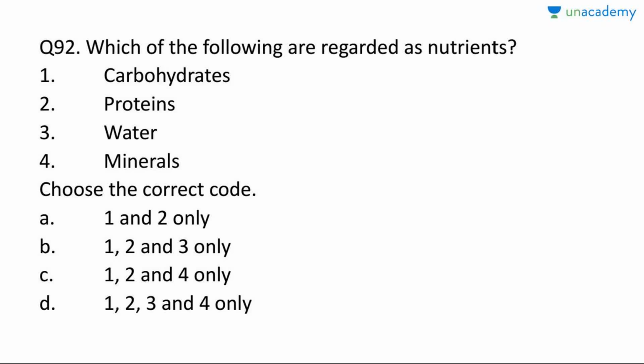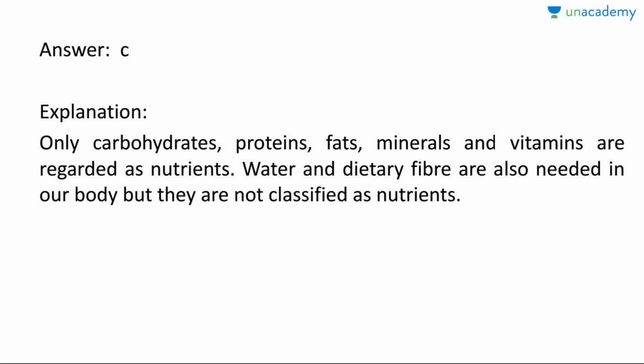Which of the following are regarded as nutrients? So except water, all these are regarded as nutrients. Water and dietary fiber are also needed, but they are not classified as nutrients. So answer here is C, 1, 2, 4. So only carbohydrates, proteins, fats are energy producing. Minerals and vitamins are regarded as nutrients, and water and dietary fiber are also needed in our body, but they are not classified as nutrients.